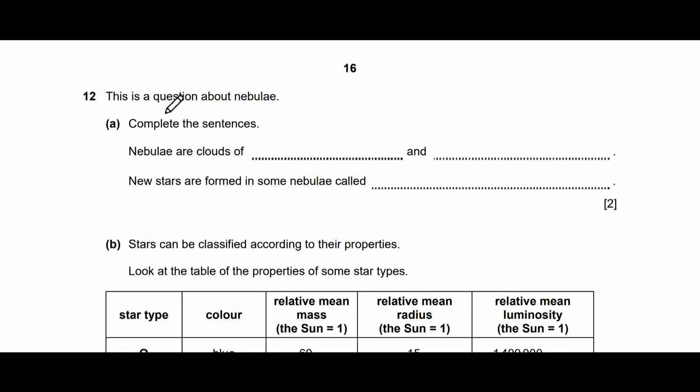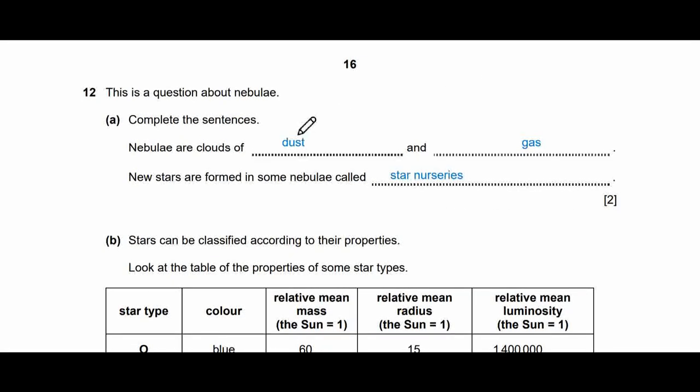Next, question 12. This question is about nebulae. Complete the sentences. Nebulae are clouds of blank and blank. New stars are formed in some nebulae called blank. 10 seconds. 10, 9, 8, 7, 6, 5, 4, 3, 2, 1. Let's open up. Nebulae are clouds of dust and gas. New stars are formed in some nebulae called star nurseries. So nebulae are also called star nurseries.